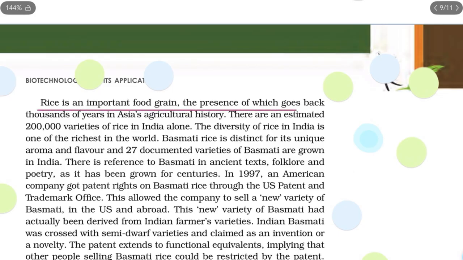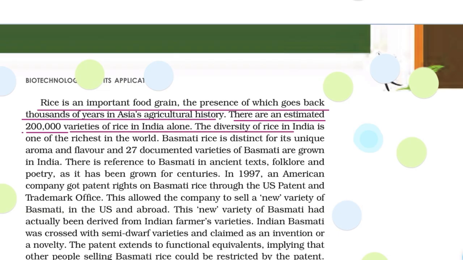Rice is an important food grain, the presence of which goes back thousands of years in Asia's agricultural history. There are an estimated 2 lakh varieties of rice in India alone. The diversity of rice in India is one of the richest in the world.